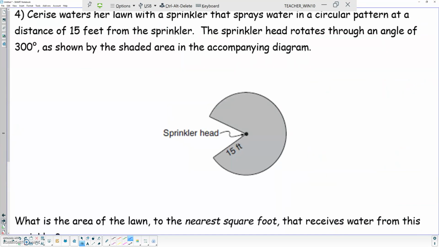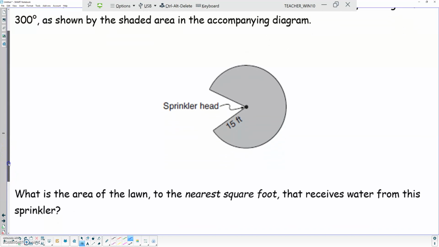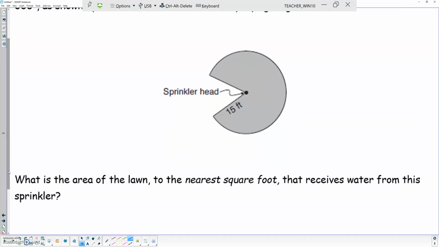Okay, last one, number 4. Cerise waters her lawn with a sprinkler that sprays water in a circular pattern at a distance of 15 feet from the sprinkler. The sprinkler head rotates through an angle of 300 degrees as shown by the shaded area in the accompanying diagram. What is the area of the lawn to the nearest square foot that receives water from this sprinkler? They told us that this angle here is 300 degrees.